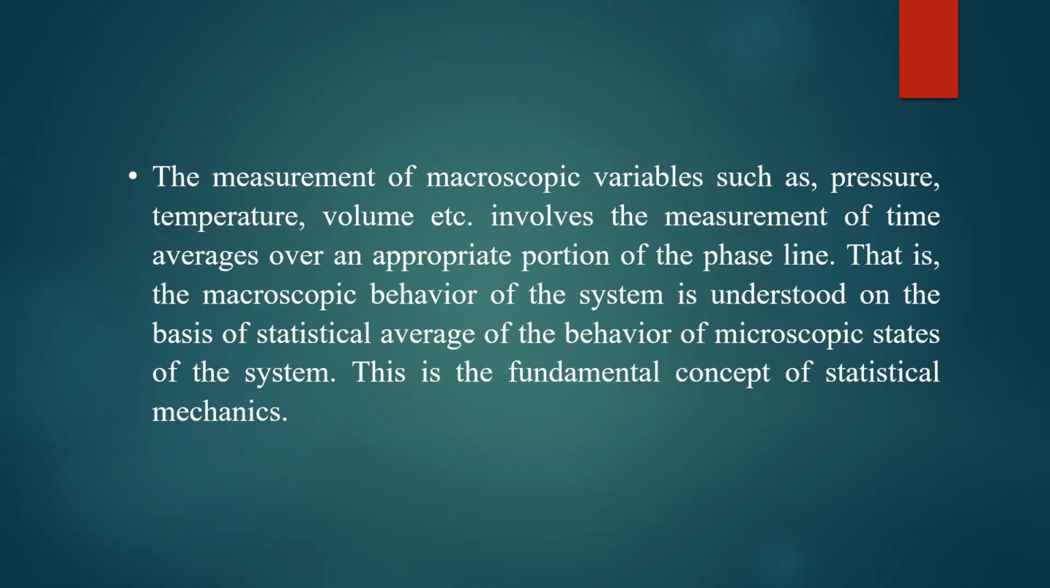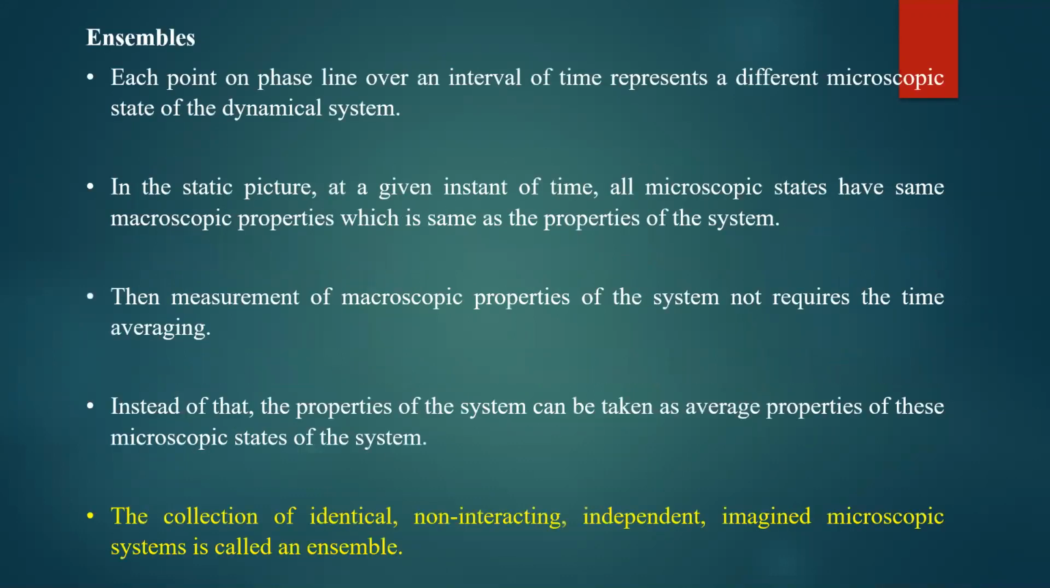So for each molecule, its kinetic energy, potential energy, or some other behavior or interaction between the molecules, by studying that, you can find the macroscopic properties of the system. This is the fundamental concept. Here in statistical mechanics, we take the statistical average of the microscopic properties. Microscopic means the smallest state of the system. That is the meaning of macroscopic and microscopic.